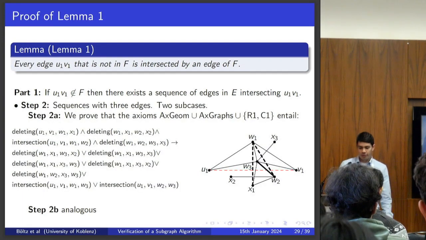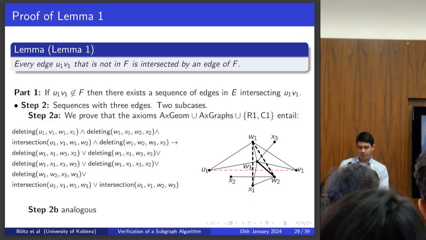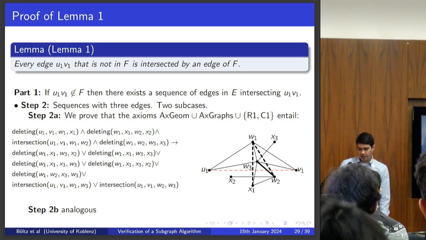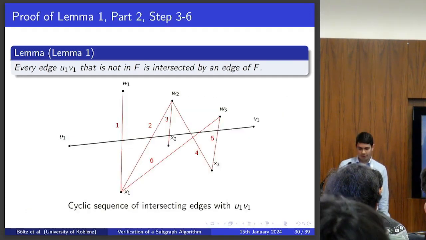And then we continue for a larger sequence of edges. So if this edge W1, W2 is deleted again by another edge W3, X3, then we see there are still other edges which intersect with U1, V1. In this case, it would be W2, W3, and the step 2b where X2 is and W1 is the edge intersecting with U1, V1 is analogous.